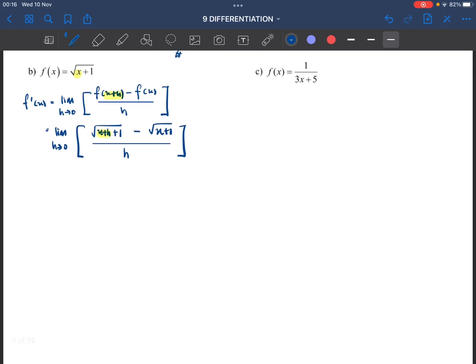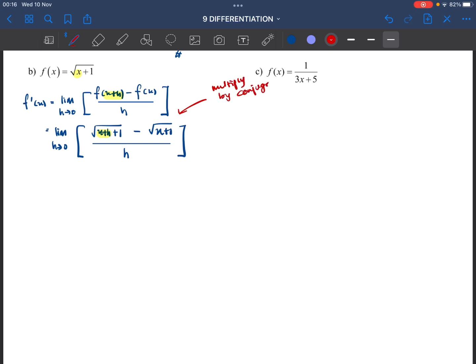Topik limit kita. Apa yang kita akan buat kat sini? Kita ada square root minus square root. Apa yang kita akan buat? h approaches a constant, so we are going to multiply by conjugate. Okay, so dekat sini kita akan multiply by conjugate.